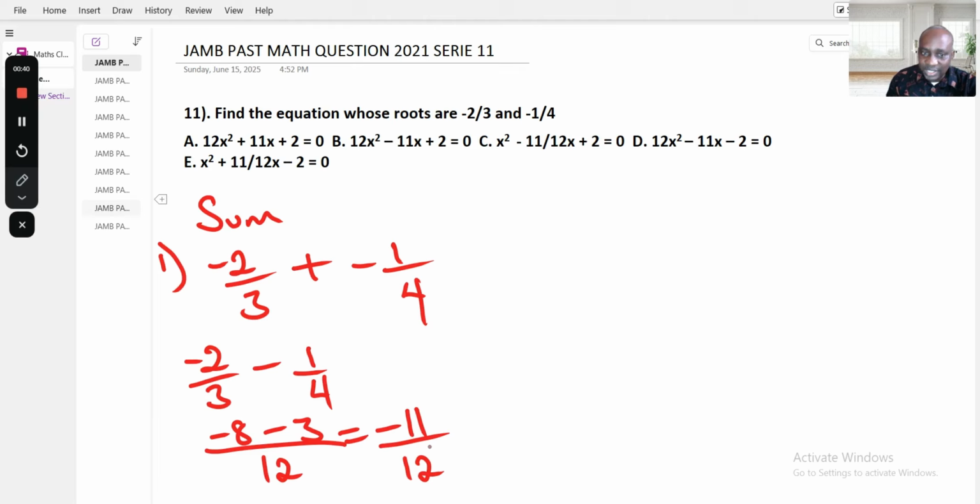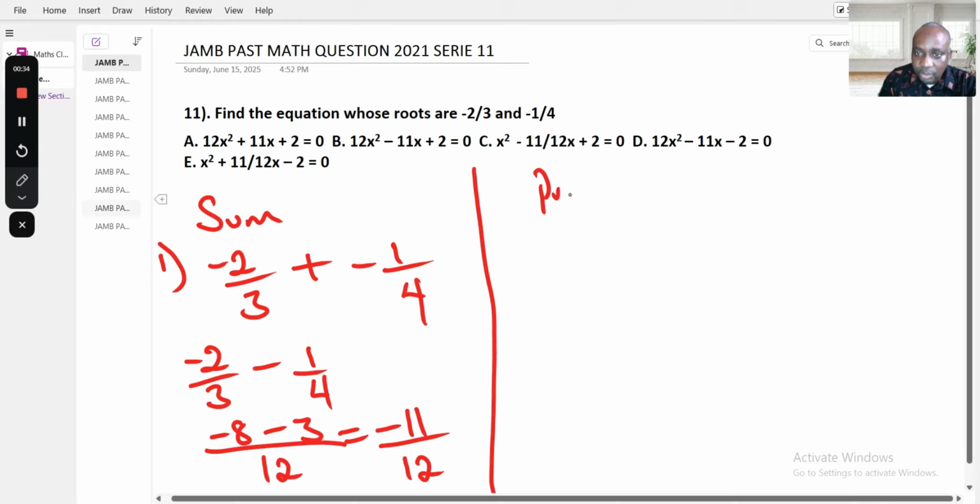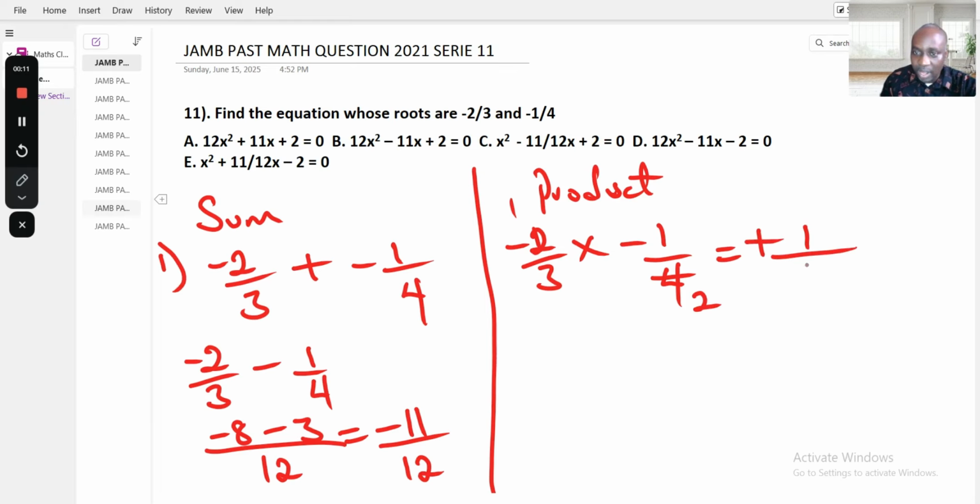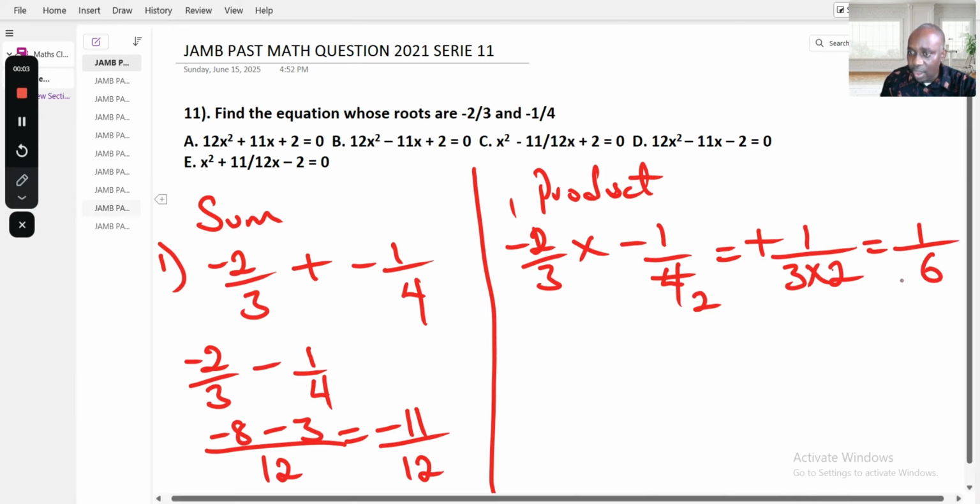Fine. This is the sum. We are going to use the product as well, which is multiplication. You multiply the two together, minus 2 over 3, the root, multiplied by minus 1 over 4. 2 here, 1. 2 in 4, 2. Therefore, minus times minus is going to give us plus 1 over 3 times 2, 6. Going to give us 1 over 6.